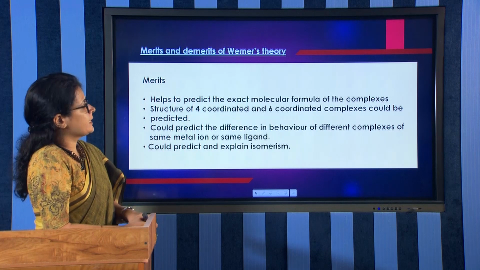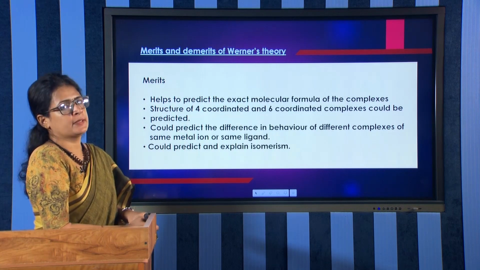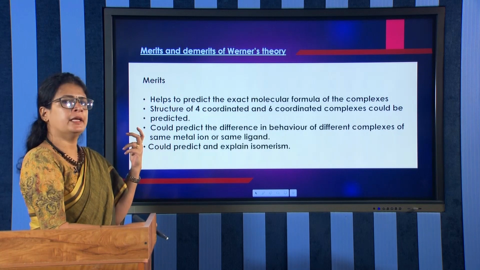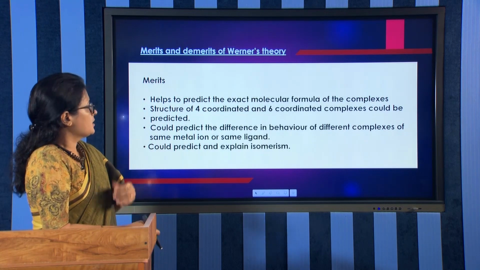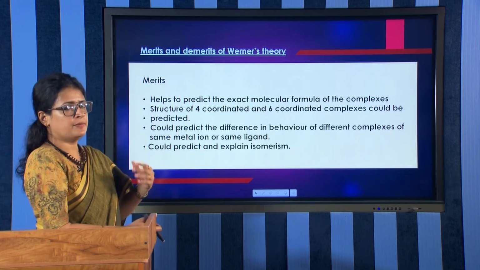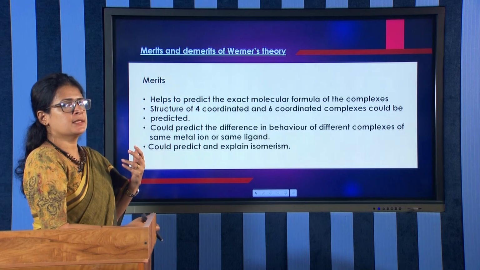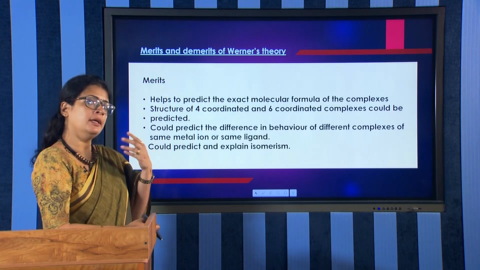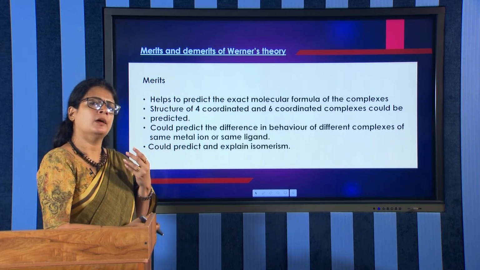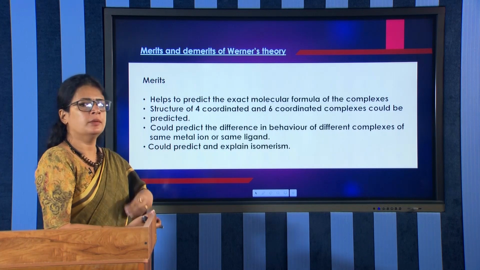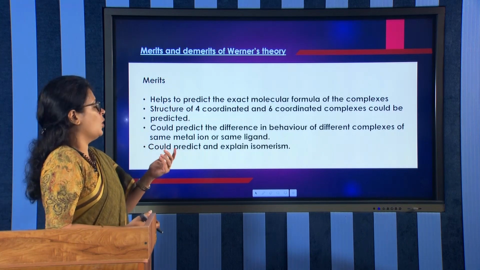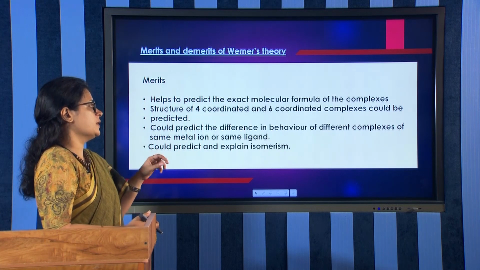It helps to predict the exact molecular formula of the complexes. The exact molecular formula could be explained by this theory. The structure of 4 coordinated and 6 coordinated complexes could be predicted. 4 coordinated may be either tetrahedral or square planar, and 6 coordinated may be octahedral complexes, that he could predict. It could predict the difference in behavior of different complexes of the same metal ion or same ligand.